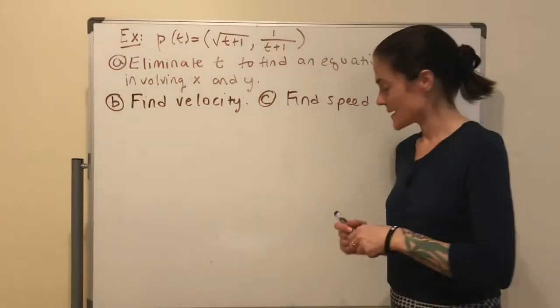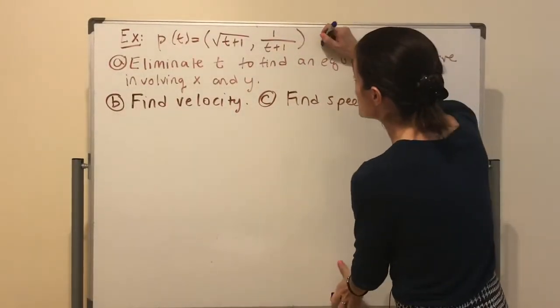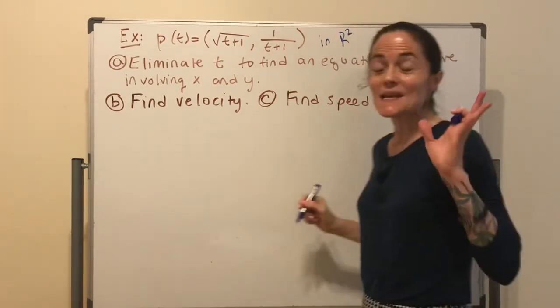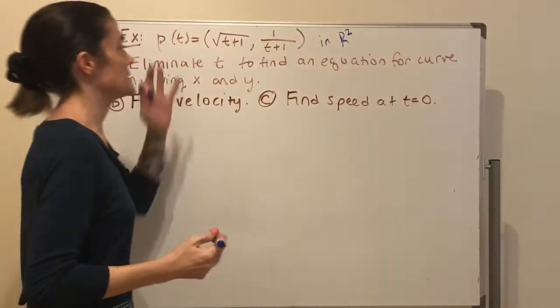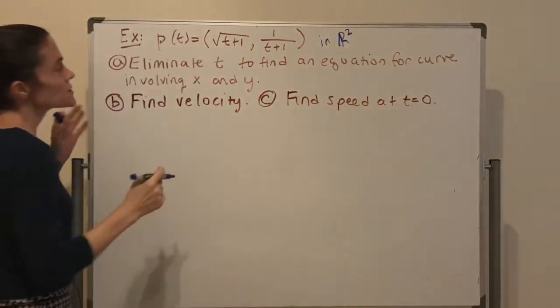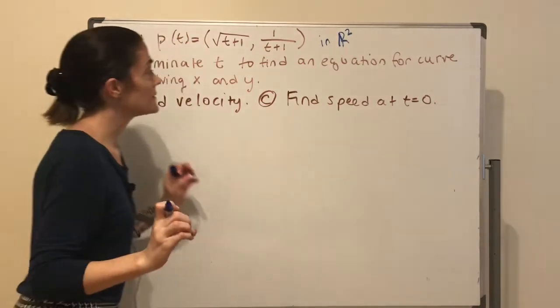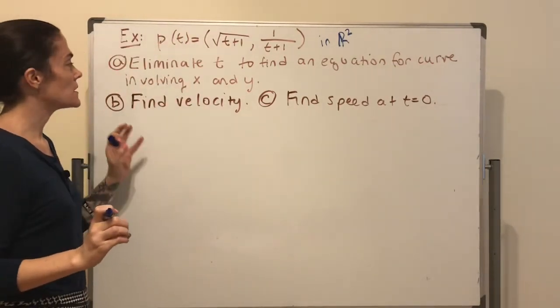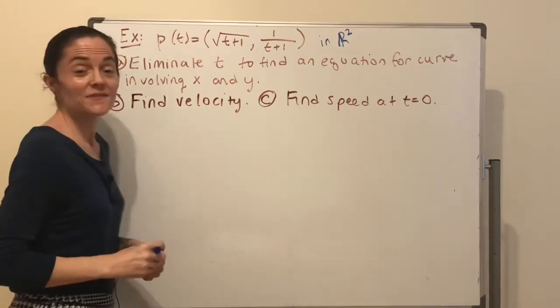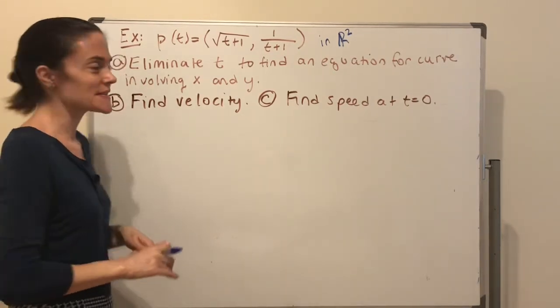Here's another example. You notice we are still in R2. We will do some examples in R3 today also, but here we go. This is in R2. First, eliminate the t to find an equation involving x and y, find the velocity, and find the speed at t equals 0.